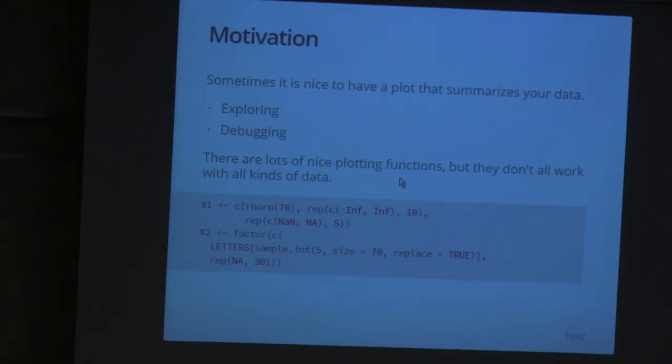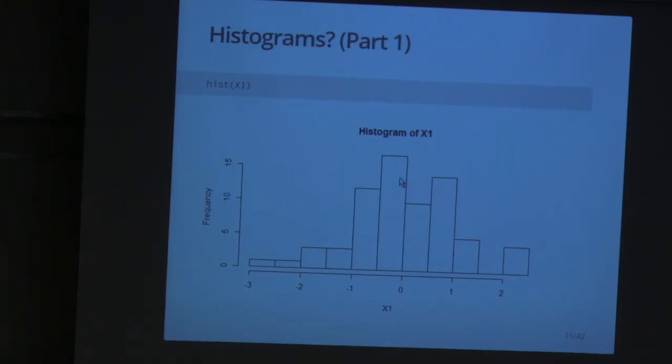So here are my two examples, and I'll come back to these a little bit later on, of some slightly ugly data. Okay, x1 is a numeric vector of doubles, but in addition to 70 doubles, it's also got some minus infinity and plus infinity values, and some things that are not a number and things that are just plain missing. And x2 is a factor vector with a, b, c, d, e, but it's also got a bunch of missing values as well.